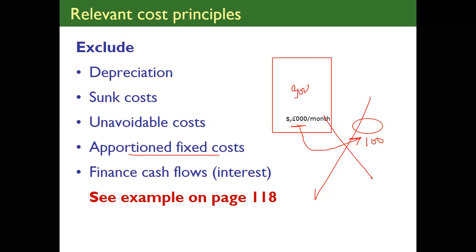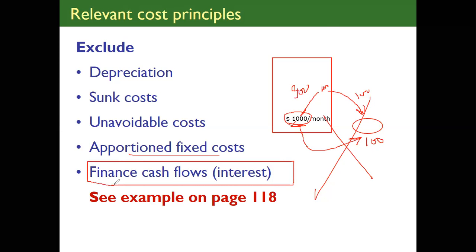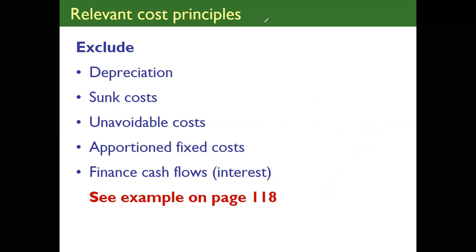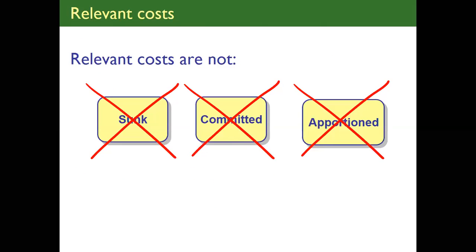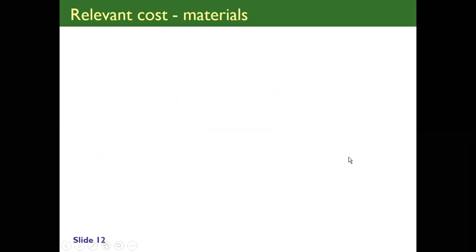Yes, it is possible that if my fixed cost increases from 1,000 to 1,100 because of this project, then this 100 I can take here. If there is an increase in the cost, you take it. But if your existing overheads do not change, then you don't take them. It's not relevant. And finance cash flows, interest is always not relevant. You should remember. So these are your relevant costs. Sunk costs are not relevant. Committed costs are not relevant. Apportioned costs are not relevant.